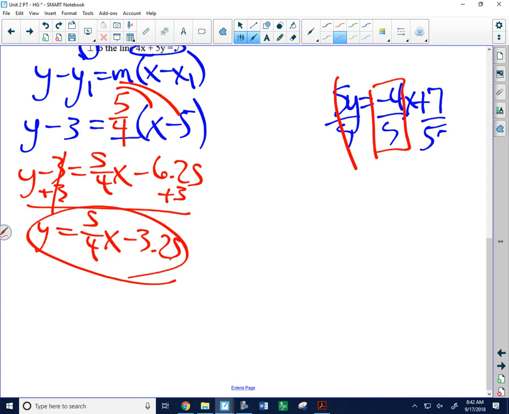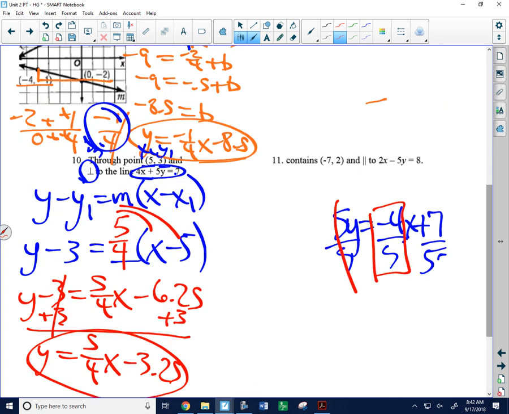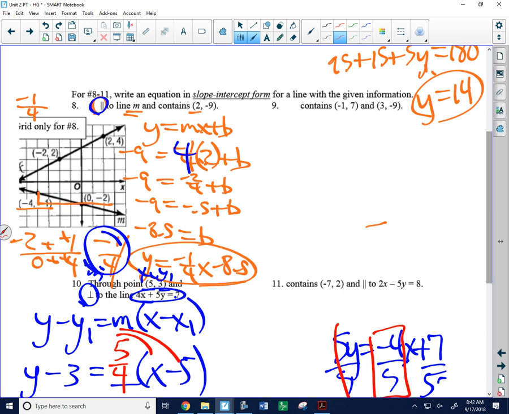How about, just to make sure we're clear, I just want to start with 9. On 9, you would first need to do the slope formula: y2 minus y1 over x2 minus x1. You see how this has come up several times now, so please make sure we know that slope formula.